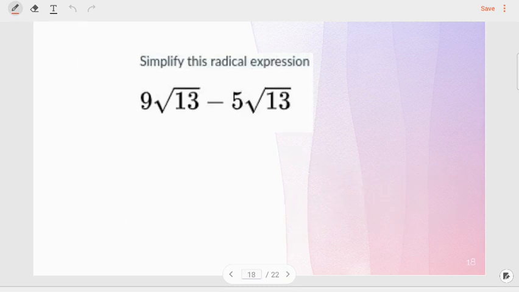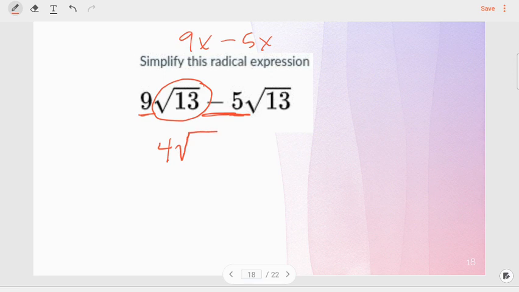Simplifying radical expressions with addition or subtraction. Notice that both of these terms have a radical of 13. They're kind of like terms, similar to the problem 9x minus 5x, but this time my variable is my radical sign. So I'm going to combine the numbers in front: 9 minus 5, which is 4. And the square root of 13 comes along like its sidekick.